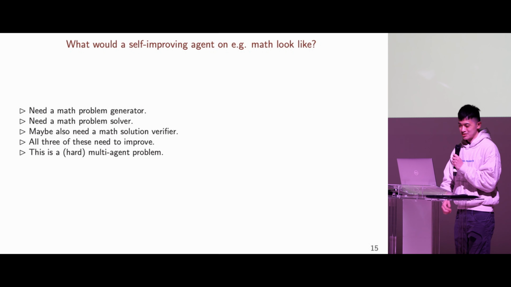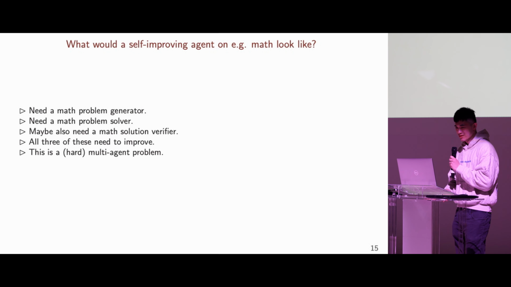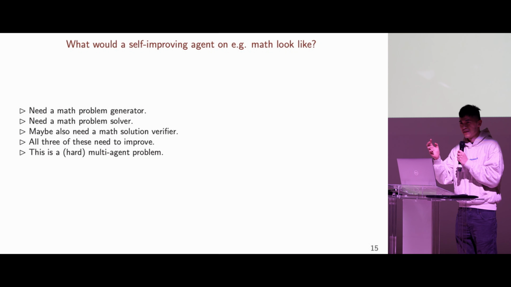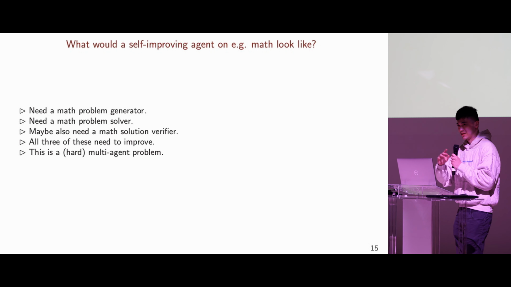So this is a multi-agent setup, and it's a kind of hard multi-agent setup because the generator and solver are kind of fighting against each other, and it's like a minimax optimization problem, and this is kind of unstable, like GANs, right?